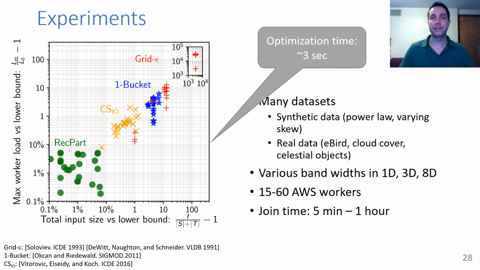The clear winner here is our RegPart algorithm. Looking at the left, you can see that it is never more than 10% worse than the lower bound. And it finds these really good partitions within about 3 seconds running time. And given that a join takes about 5 minutes to 1 hour to compute, 3 seconds for optimization is fairly negligible in this case.